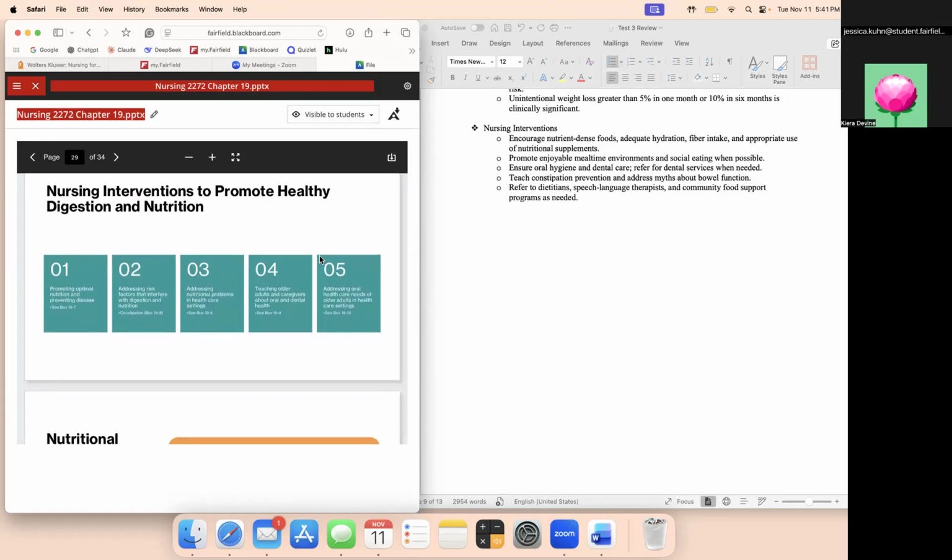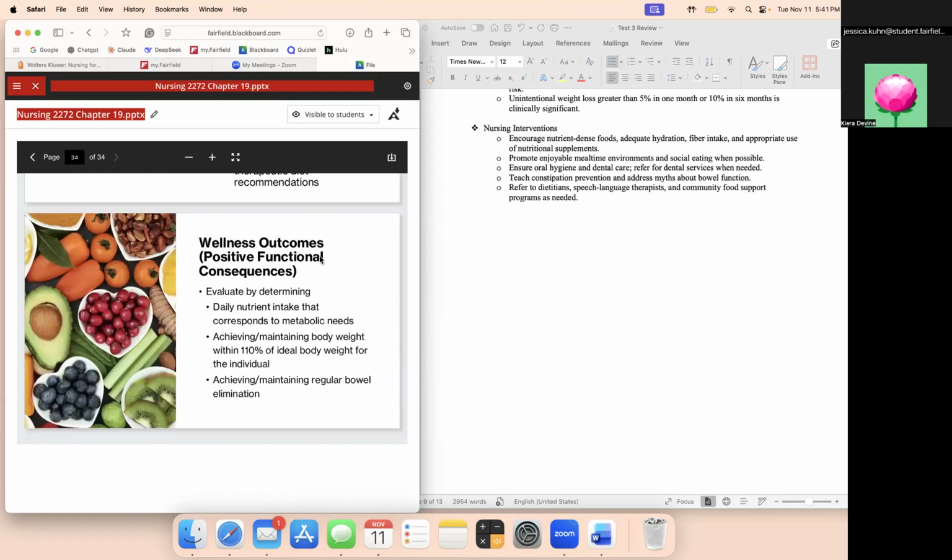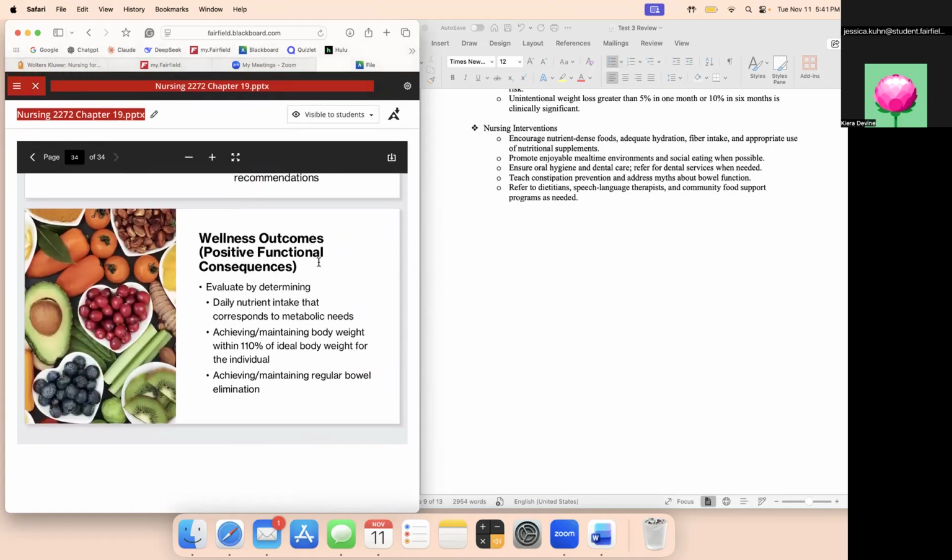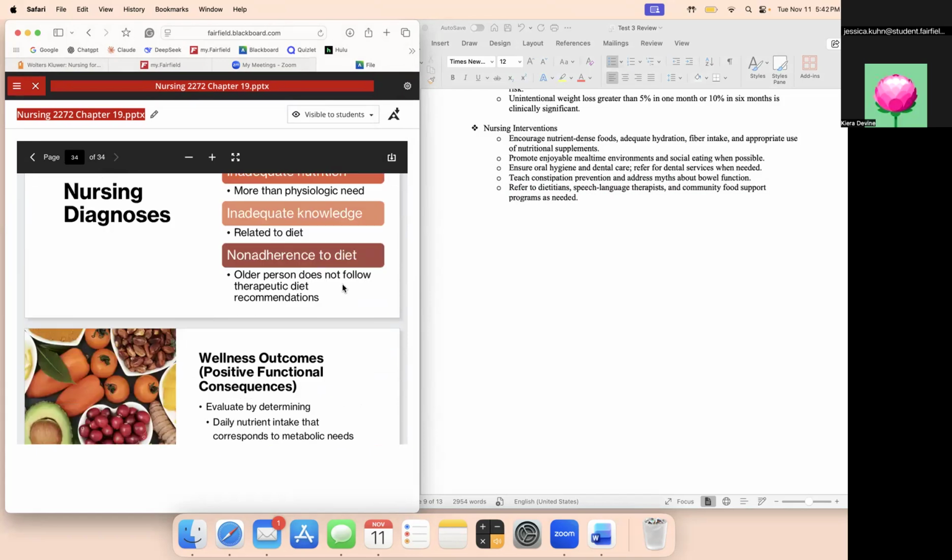We talked about this stuff, and wellness outcomes are evaluated by determining the daily nutritional intake that responds to metabolic needs. We're achieving and maintaining body weight within 110% of ideal body weight for the individual, and achieving and maintaining regular bowel elimination.